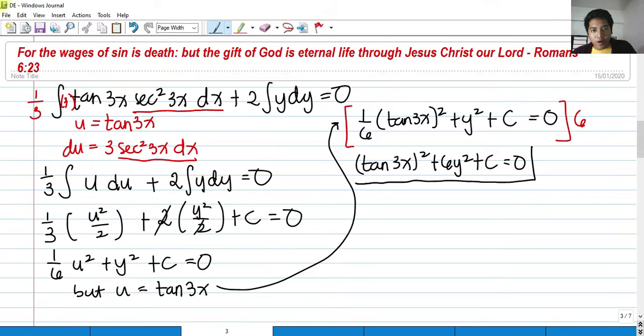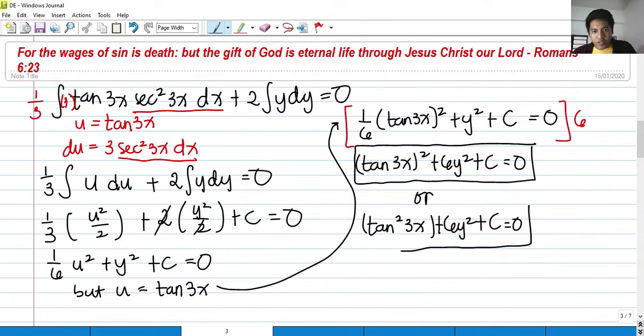So this should be our final answer for this variable separable differential equation involving trigonometric functions. Or we can also rewrite this as tangent squared of 3x plus 6y squared plus c is equal to 0. That is still the same. I hope you guys learned something from today's video. This is very simple: variable separable involving trigonometric functions in differential equations.